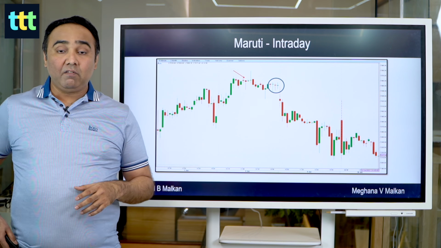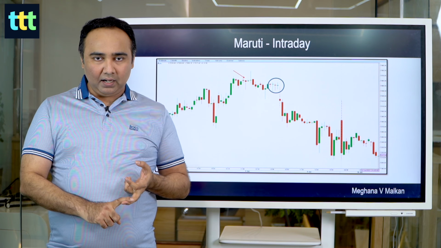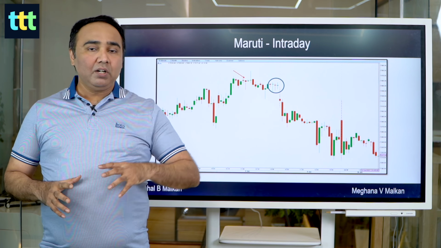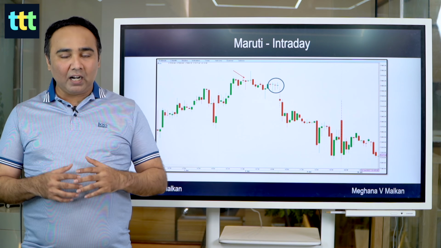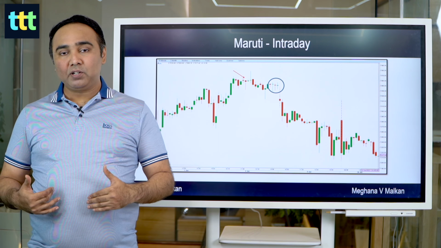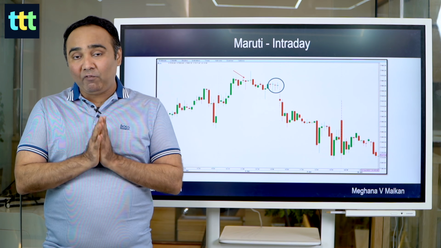So I hope this was clear: long shadows, the 4 of them. Hammer, shooting star, then inverted hammer and hanging man. 4 of them, 2 at the top, 2 at the bottom. Small bodies, color not important. Confirmation is important: above the high buy, below the low stop loss, or below the low sell and above the high stop loss. All these 4 are very, very powerful.